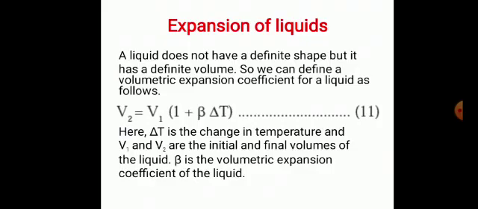Expansion of liquids. A liquid does not have a definite shape, but it has definite volume. So we can define a volumetric expansion coefficient for a liquid as follows. V2 is equal to V1 multiplied by 1 plus beta delta T in bracket. Here delta T is the change in temperature and V1, V2 are the initial and final volumes of the liquid. Beta is the volumetric expansion coefficient of the liquid.